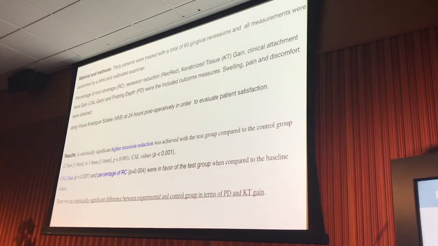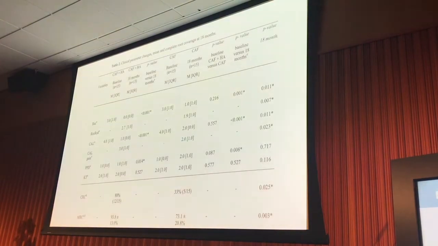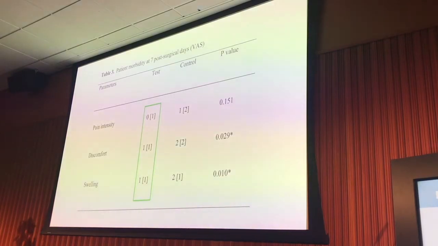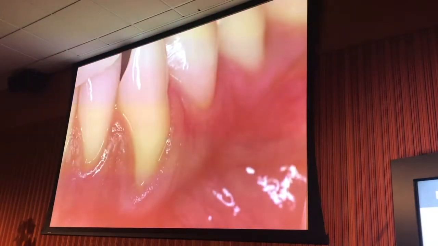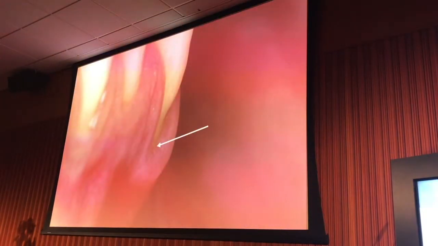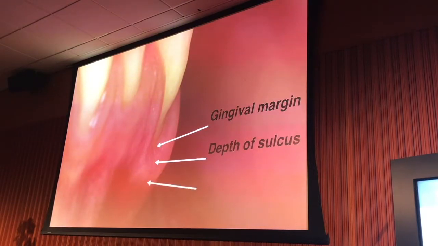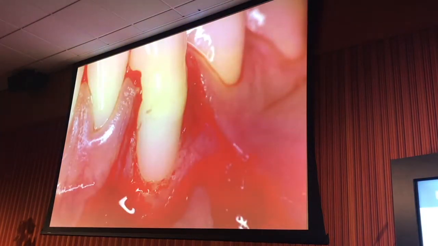and KT. One thing that we did, let me go very fast, was also a VAS analysis. And yes, patients experienced something much easier compared to control. So control and test, very quickly. This is a typical recession that we look at. Of course, we have to analyze if it's right to define this as Miller class 1 or RT1 in terms of the amount of attached gingiva.